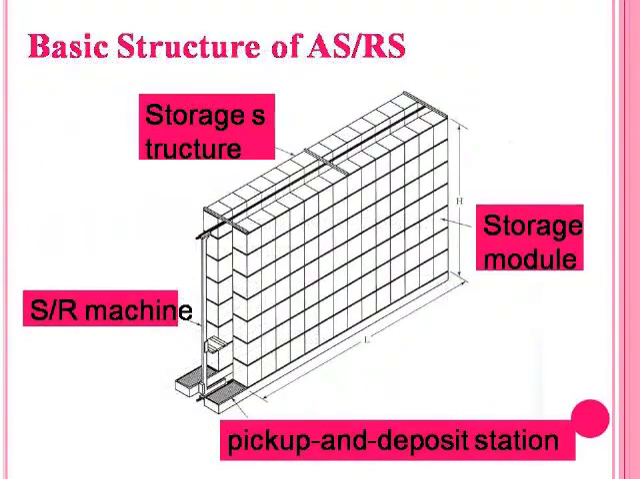In the basic structure of the ASRS, you can see the entire storage structure. It is normally a steel structure and divided clearly into a number of bays, and each is a storage module. Depending upon the kind of product that we are going to store, we can design this, whether it is a transparent one or a closed kind of box. We can design this as well. And we have the SR machine, the storage and retrieval machine. It will have a stacker crane, and the crane is operated longitudinally and vertically to reach any storage module.